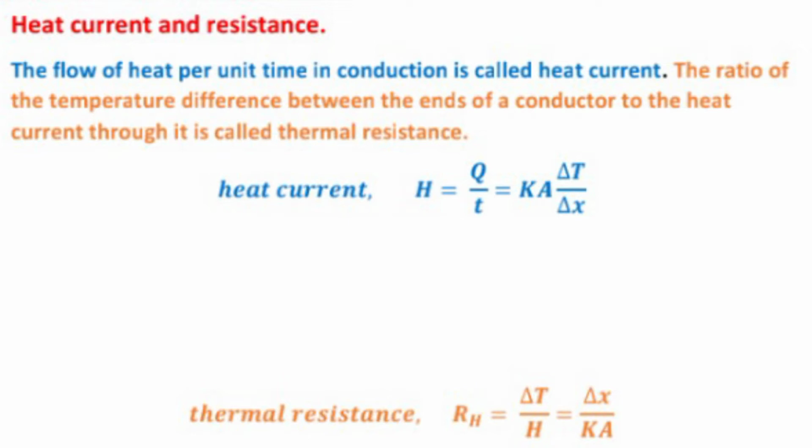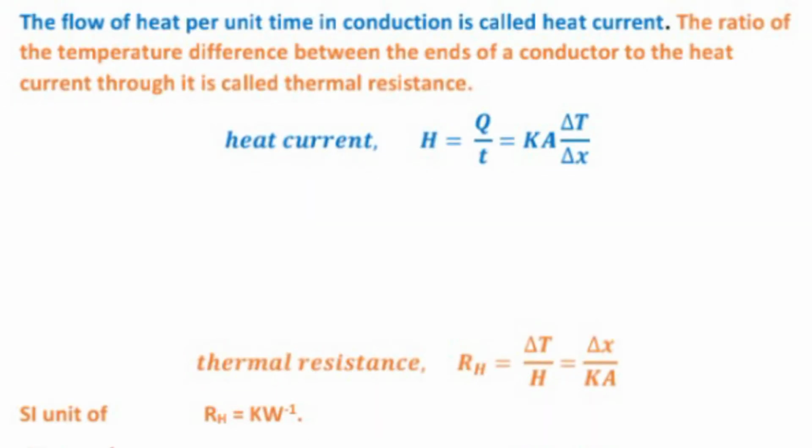Heat current H equal to Q upon t, and that will be equal to K A delta T upon dx. Thermal resistance R_H equal to delta T upon H, or it can be written as delta x upon K A.